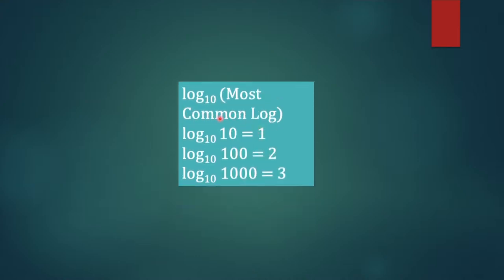The most common logarithmic form is base 10. What is the power of 10 to become 10? It is 1. Sorry, what is the power of 10 to become 100? It is 2. What is the power of 10 to become 1000? It is 3. So this is the most common logarithmic form, where we consider the base as 10. Where is it actually used? Suppose our number is too large to plot in a graph, it will not fit. So we convert it into logarithmic form, then it comes as 1, 2, 3 like this. Then we can easily plot that number in the graph.